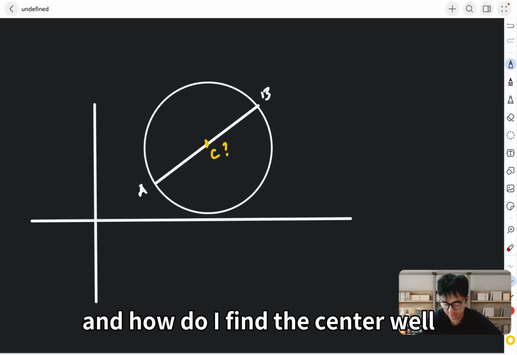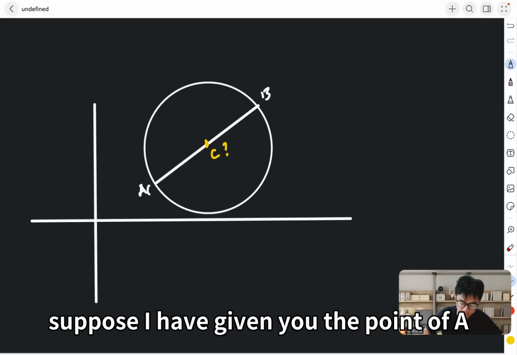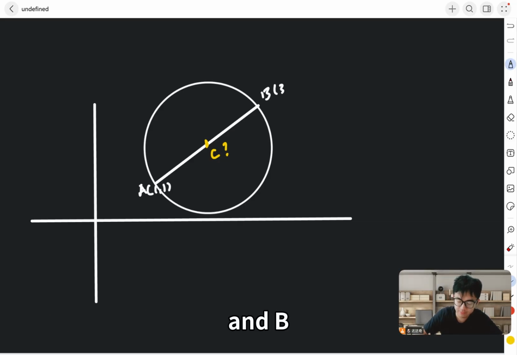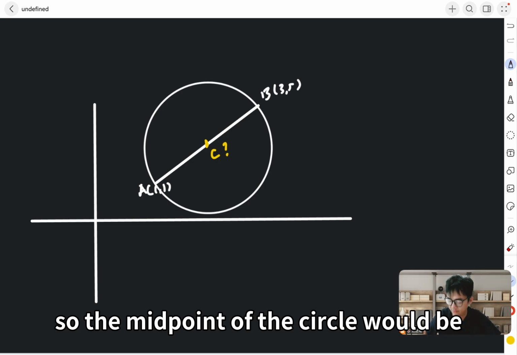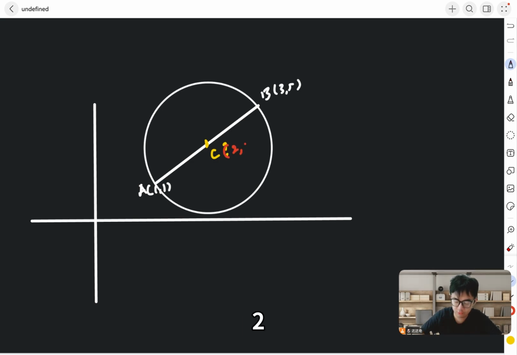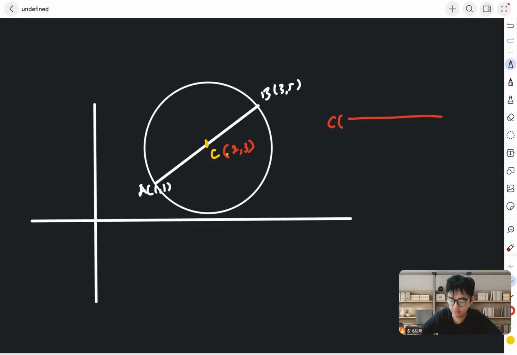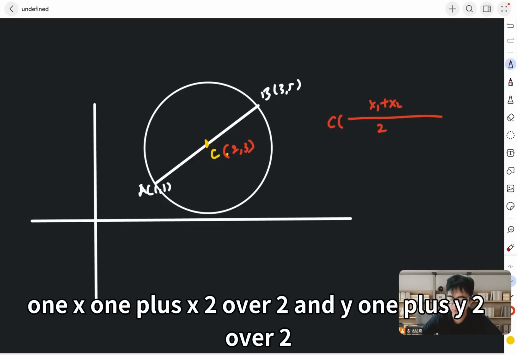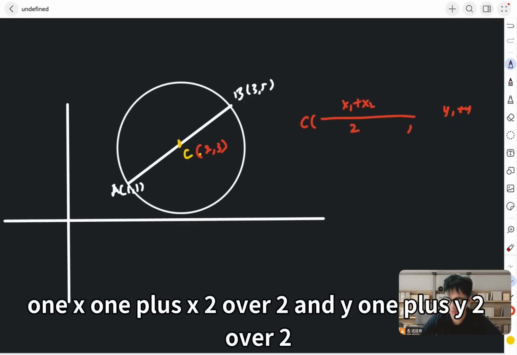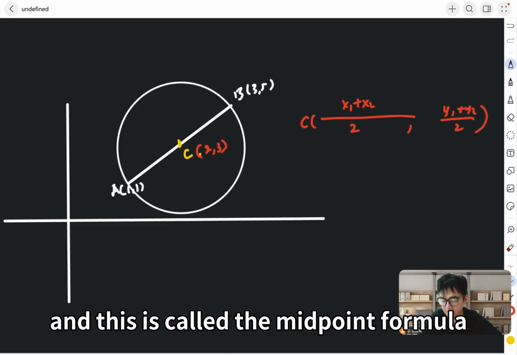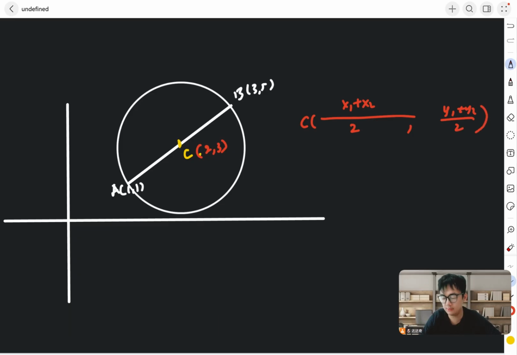And how do I find the center? Well, suppose I have given you the points A and B. The center of the circle would be (2, 3), just like we did before with the midpoint formula: (x1 plus x2) over 2 and (y1 plus y2) over 2. And this is called the midpoint formula.